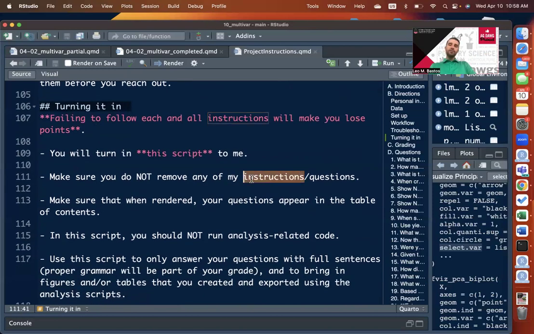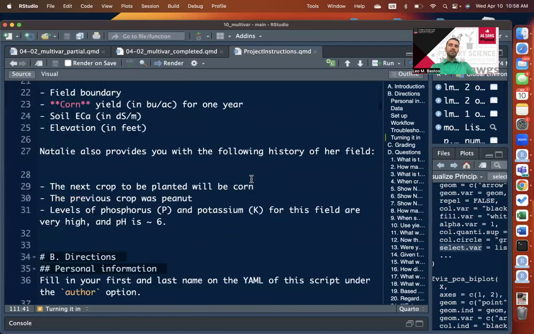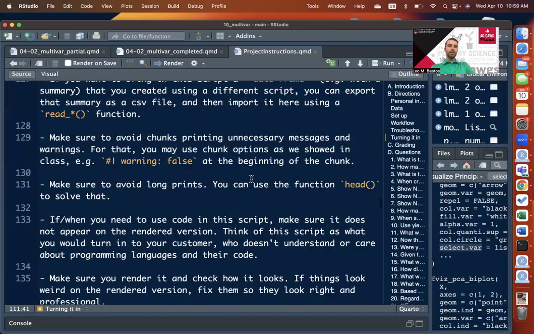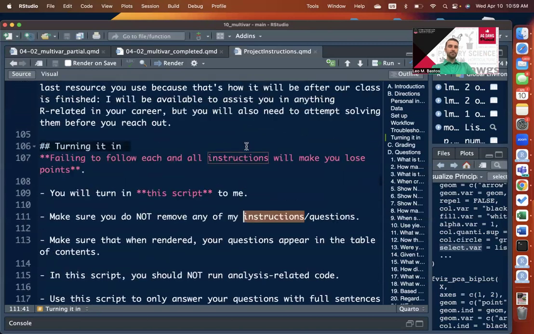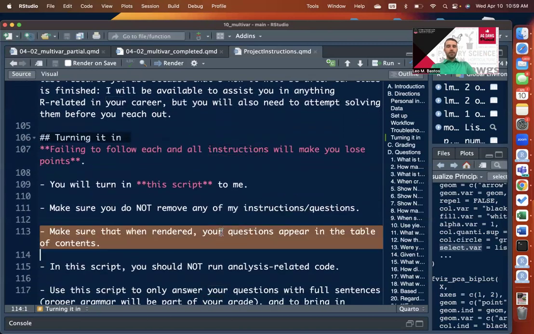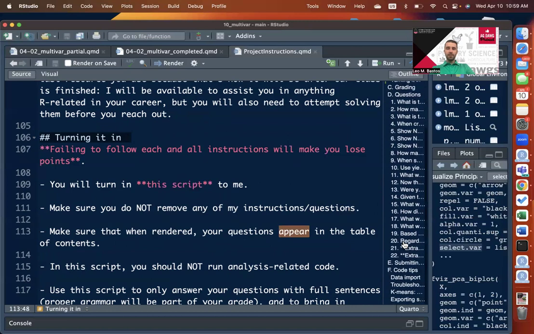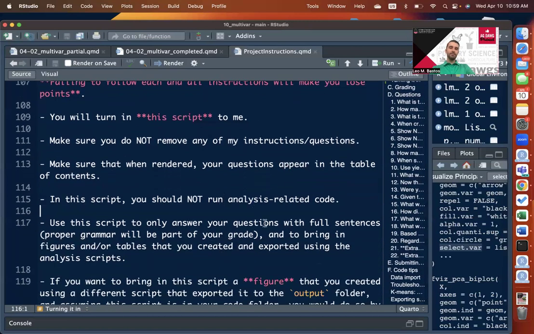Do not remove any of the text I have here, so leave all of this in. That is going to help me when I'm grading as well, so do not delete any of this extra text. I want the rendered version of this, so when you render, make sure that your questions appear on the table of contents of that HTML. The same way they're appearing here, I want them to appear in the table of contents. Again, that helps me to grade.